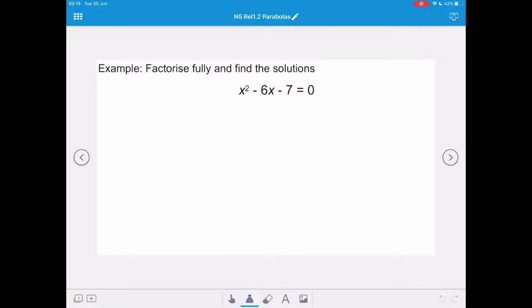Now, in this example, we want to factorise fully and find the solutions for x squared minus 6x minus 7 equals 0. Now, there's no highest common factor. It's not a difference of two squares, so this time we've got a trinomial. So we need to work out what our two brackets are going to be. So first of all, we're going to look and see what our magic number is, and that is going to be negative 7 because it's a unitary trinomial, and we need to find factors of negative 7 that are going to add to give us negative 6.